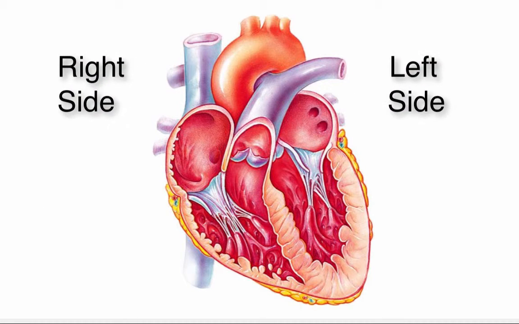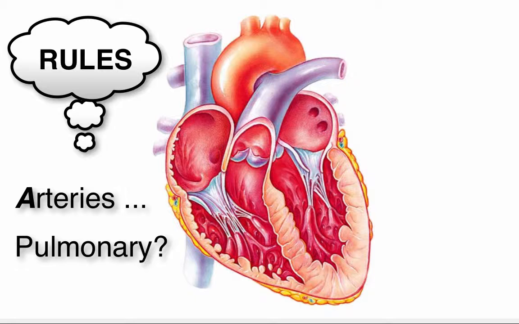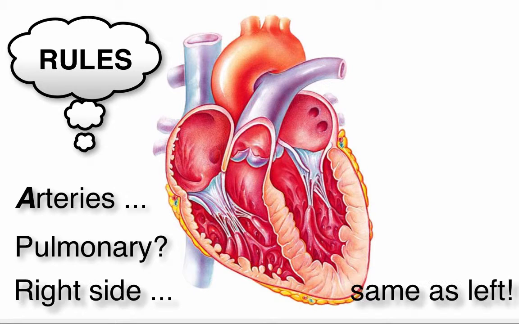When working with the heart, there are some key points we need to remember. Firstly, arteries. What is the rule with them? Secondly, the word pulmonary. What does that mean? Thirdly, what happens on one side of the heart also happens on the other.